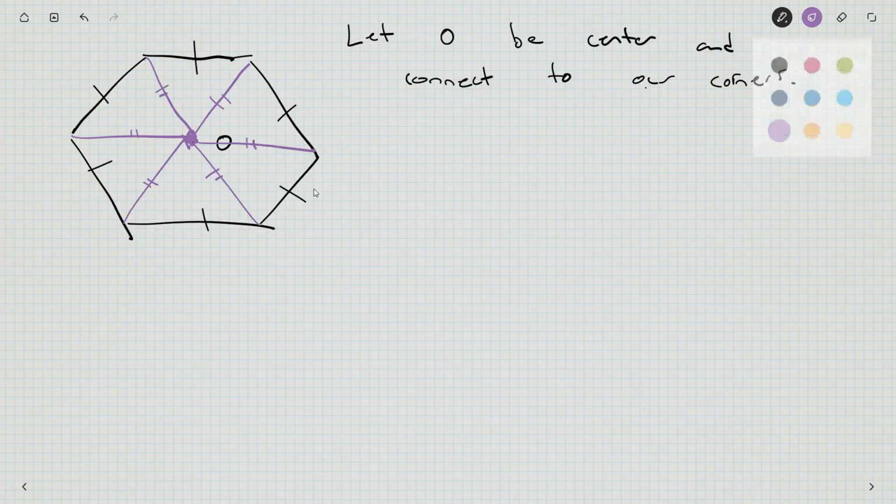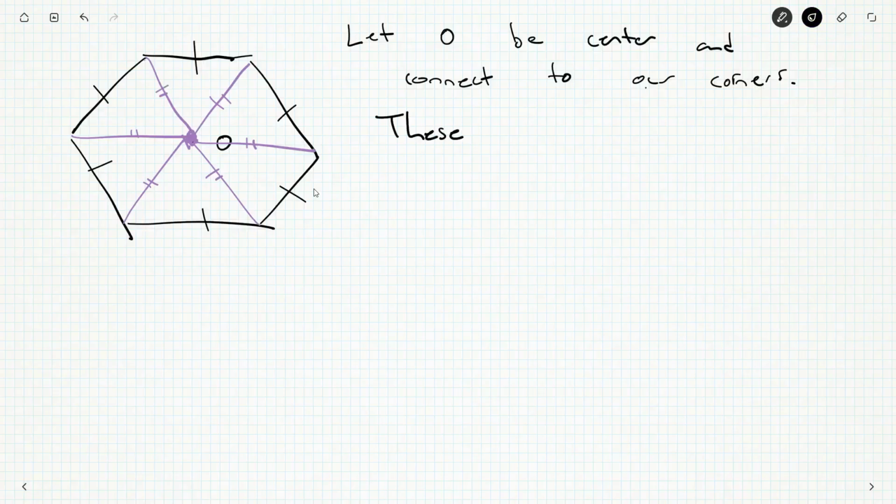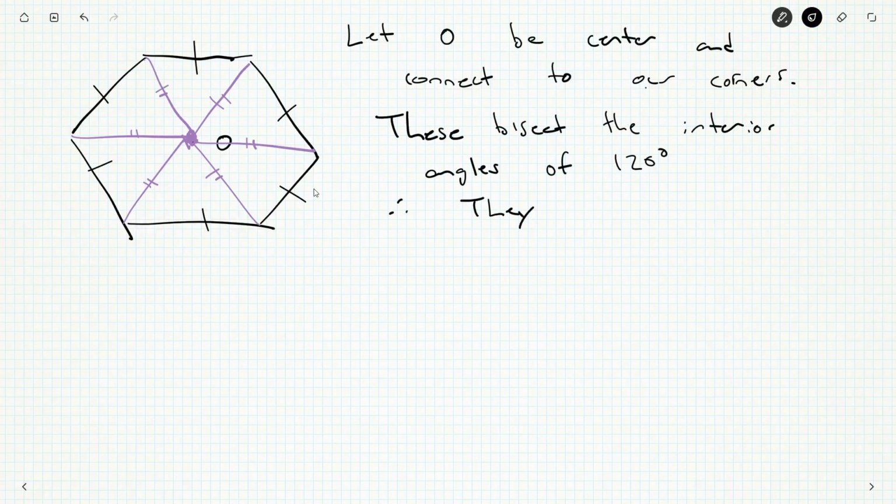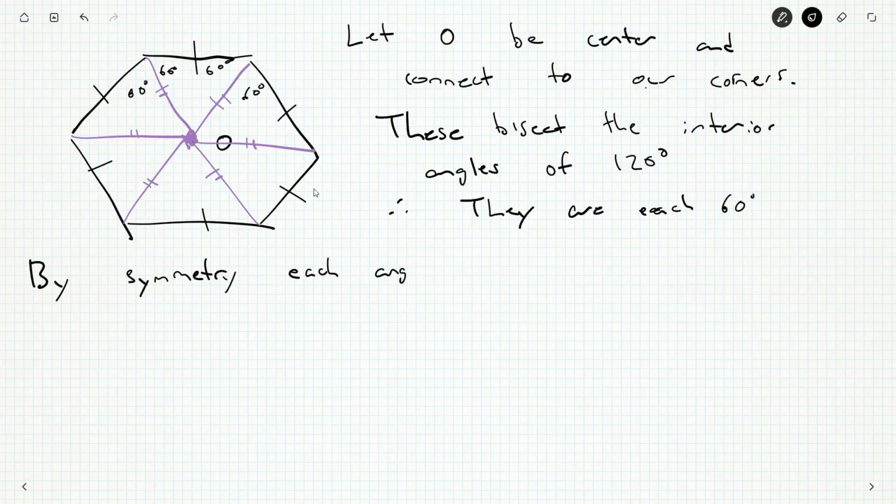Or you could say, well, these lines that connect centers to the corners, you can say they bisect the interior angle of 120 degrees. Okay, so they are each 60 degrees. So we get 60 degrees here, 60 degrees here, 60 degrees here, 60 degrees here, and so on. Other things you could say is, well, bisymmetry. Each angle at O is 60 degrees. In some way, you're going to have to use the fact that it's a regular hexagon.